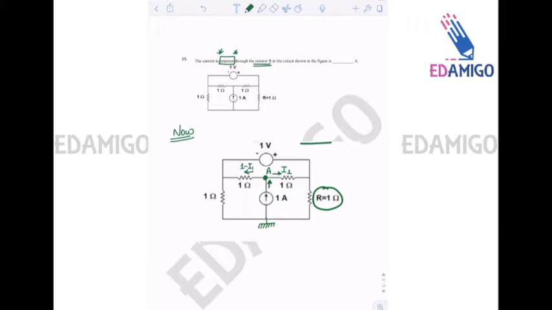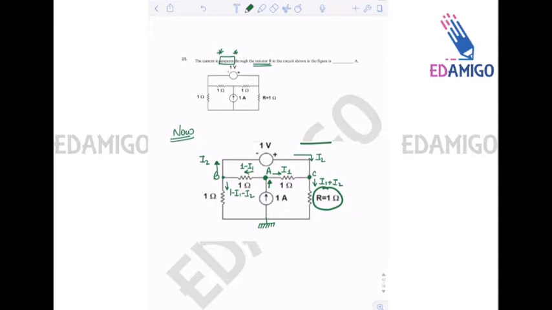Now, again, if I assume that the current coming here is I2, so current in this branch will be I1 plus I2. In this branch, I2 is going outside. Incoming current is 1 minus I1. So the current in this branch will be 1 minus I1 minus I2. So I have applied KCL at node B also, KCL at node C also. Okay, so I am solving this in this method.